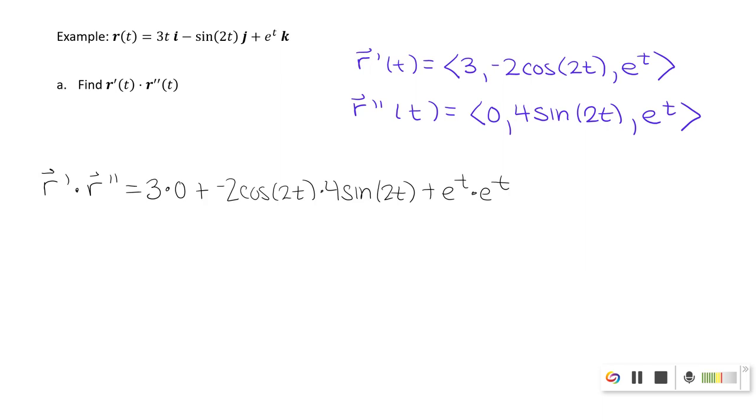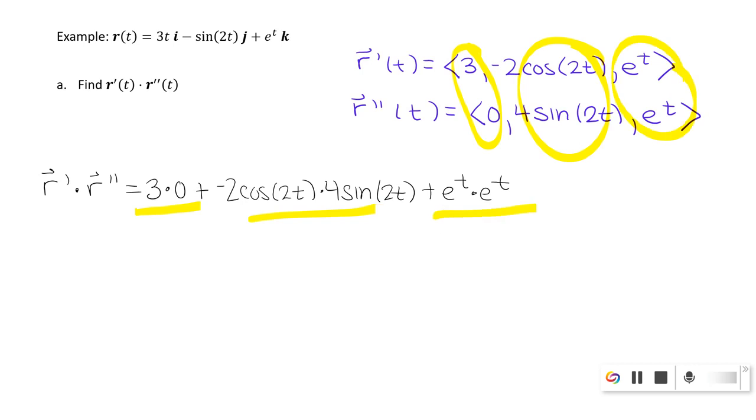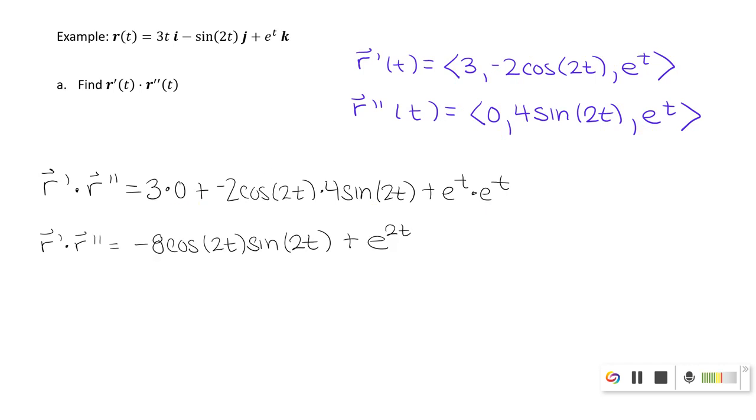So there's our definition of the dot product. We take the corresponding components, multiply them together, and then add those products up. That's why I have on the screen: 3 times 0, plus negative 2 cosine 2t times 4 sine 2t, plus e to the t times e to the t. So I'm just applying my definition of the dot product to these derivatives.